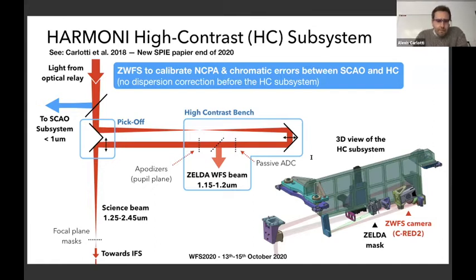So you have a 3D view of the system, and the front-facing optics that you can see on this view are the ones of the ZELDA sensor. We use a CRED 2 camera, and the mask itself is supported by a 3D translation stage.